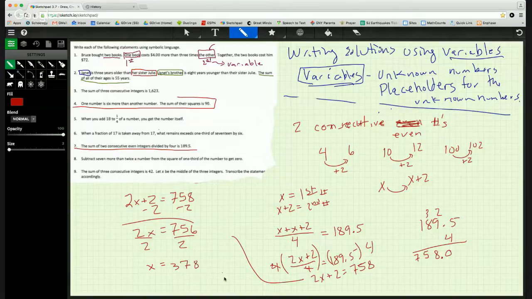I'm checking my work here, 378 and 378, 756. Yeah, so x is 378, and then x plus 2, the next even number, is 380. So those are my two numbers.